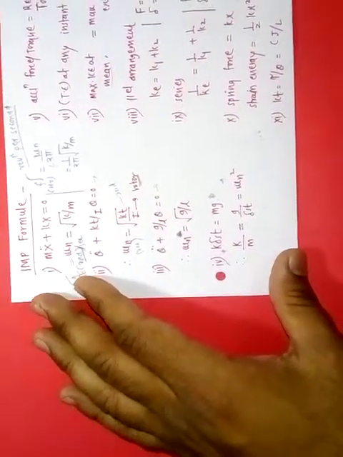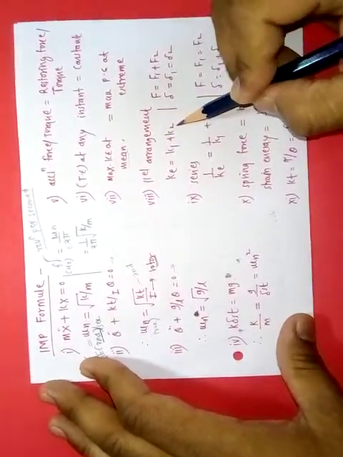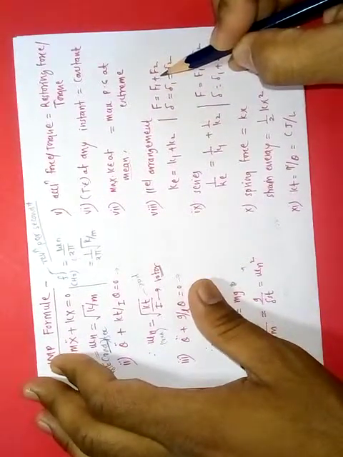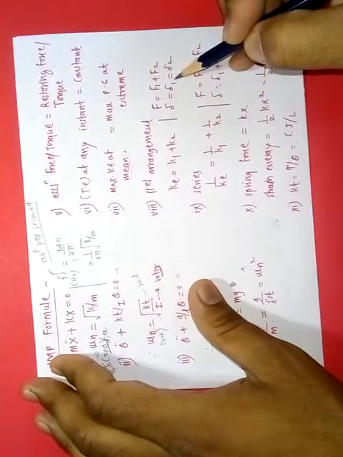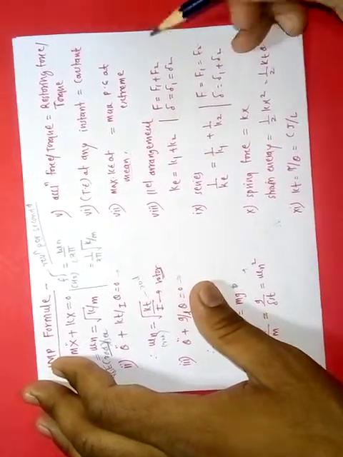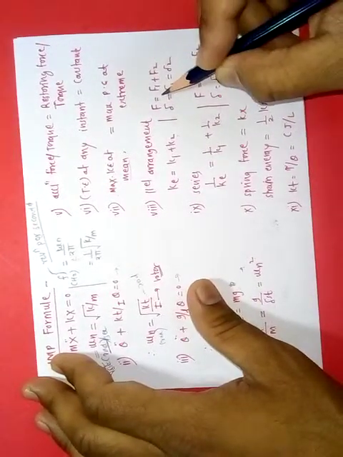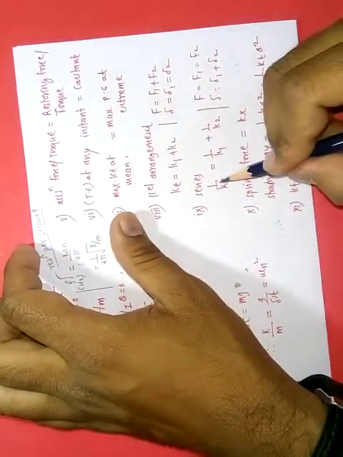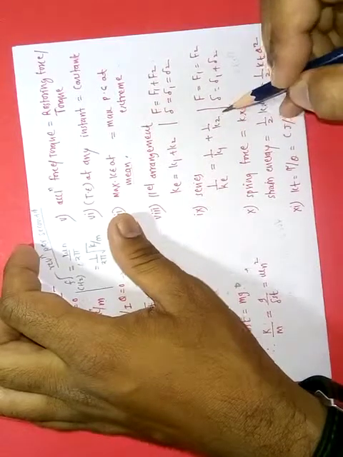For parallel arrangement, we take K as the sum of the stiffness of the individual springs. Here the total force is divided among each spring, and the total deformation is equivalent to the deformation in each spring. This means del is equal to del 1 is equal to del 2, and F is equal to F1 plus F2. Then in case of series, 1 upon Ke is equal to 1 upon K1 plus 1 upon K2.